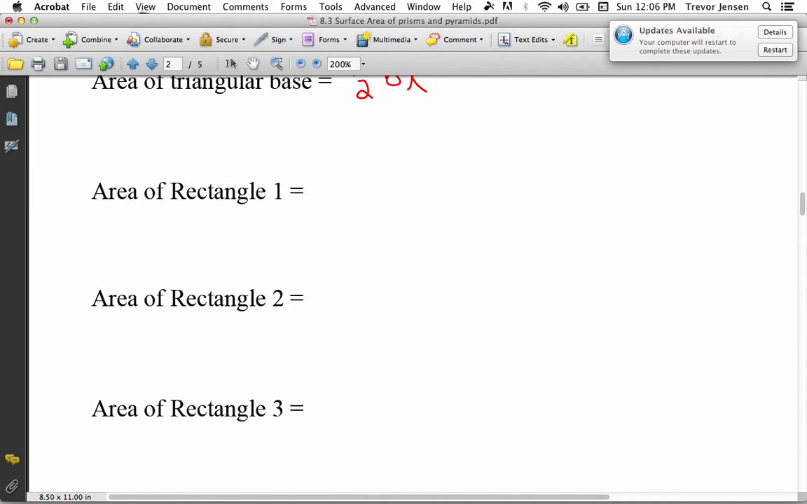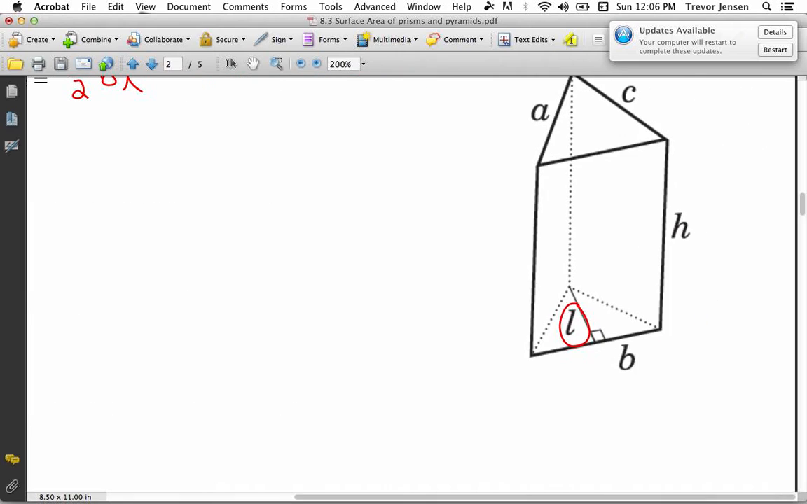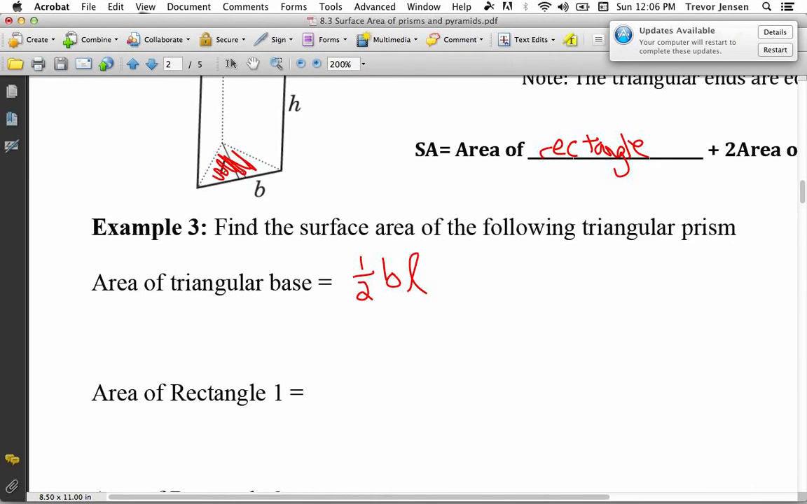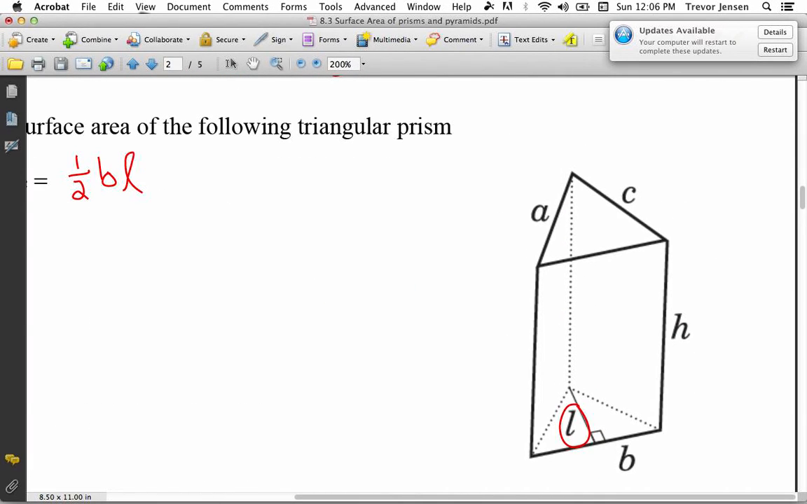What I need to do now, so that gives me the area of the triangular base, and I know both of the triangular bases are congruent. I've found out the area of this one. I know the area of this one is going to be exactly the same, so all I'll have to do is multiply that by 2 in the end, and I'll take care of that later.